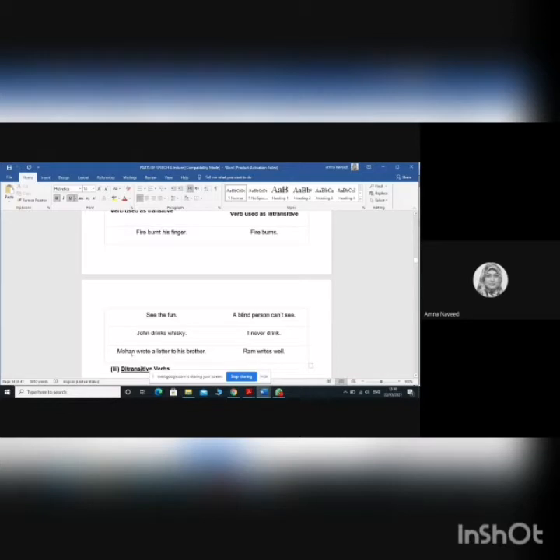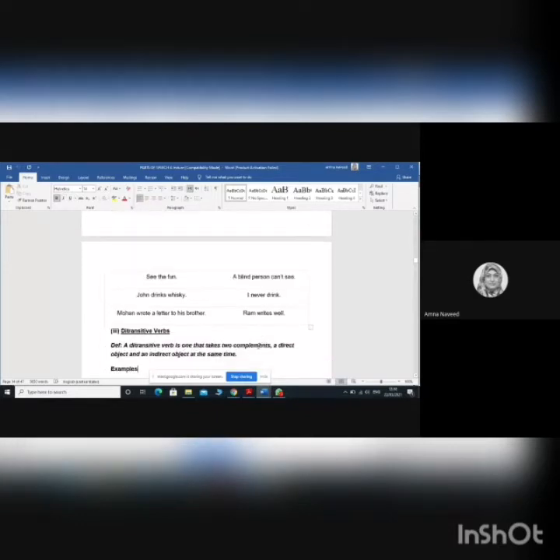So another example is, let's say instead of Mohan, let's say Ali, let's say Sarah or whatever, wrote a letter to his brother. So the subject is present in the sentence, a verb is there, as well as an object is there. On the other side, this is Ram writes well. So the subject is there in the sentence, verb is there, but there is no such object, but still the meaning is clear. So in this way, this is an example of intransitive verb.